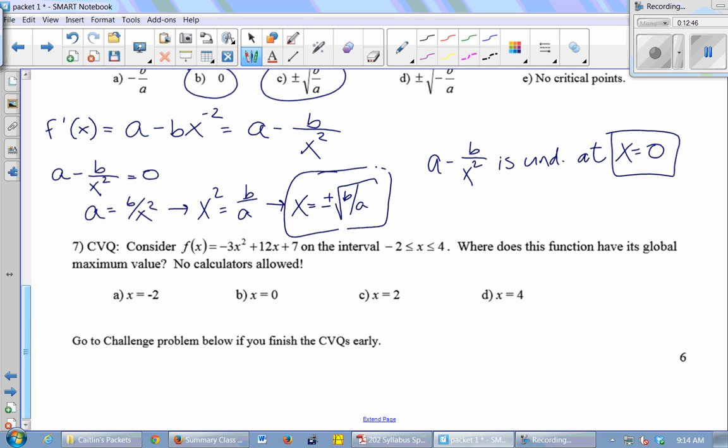Okay, one more. F of x is this quadratic, negative 3x squared plus 12x plus 7. We want to look at the quadratic only on the interval negative 2 to 4. Where does it have a global maximum? The highest y value on that interval.